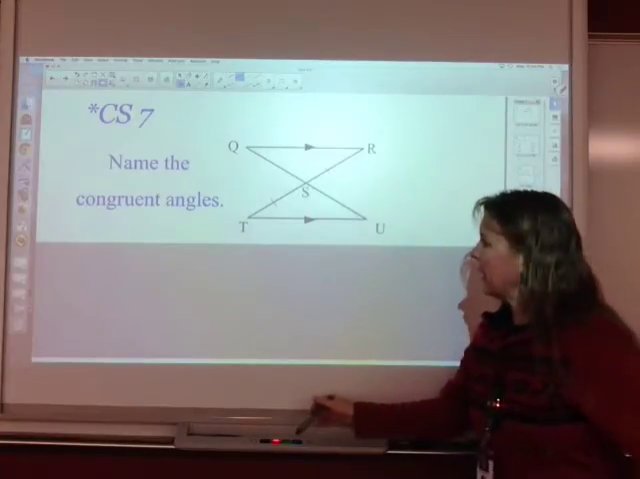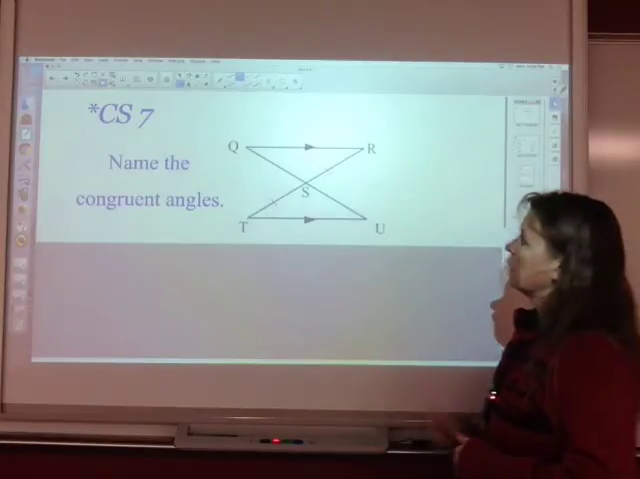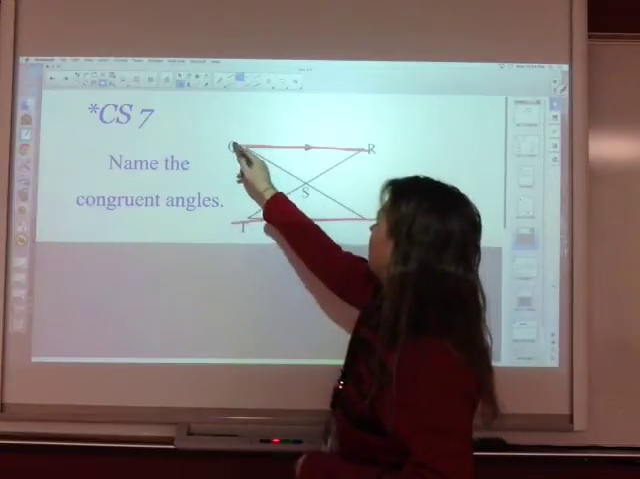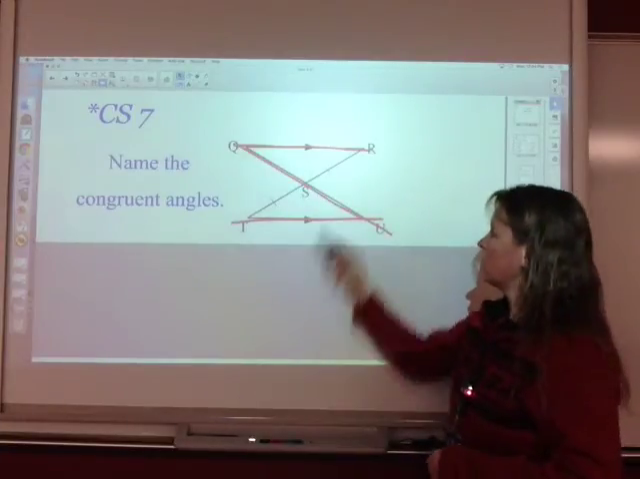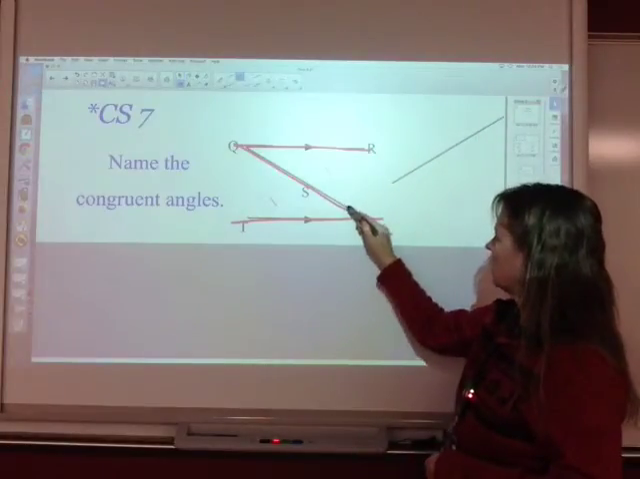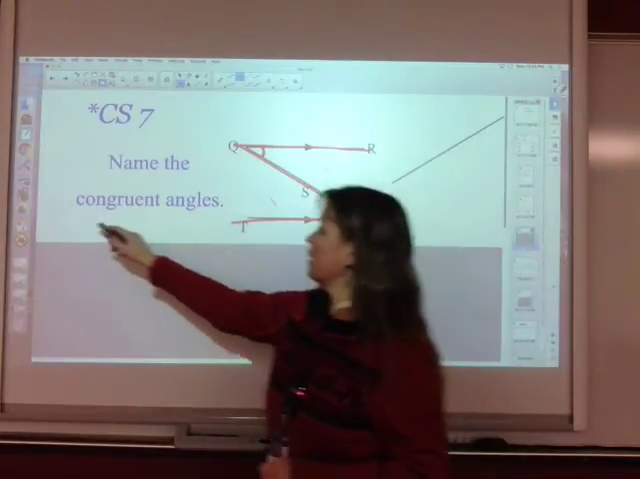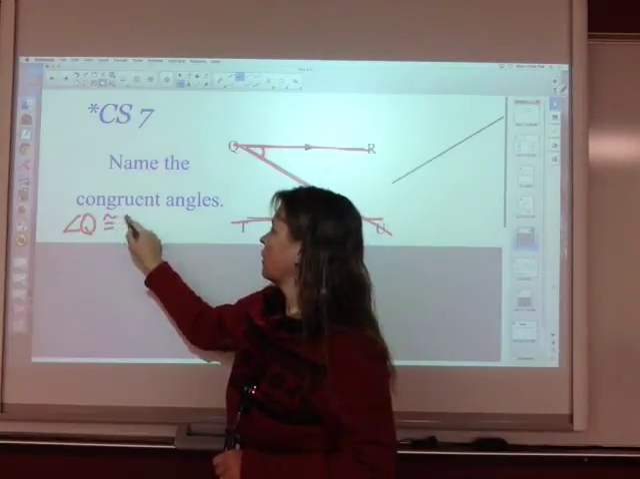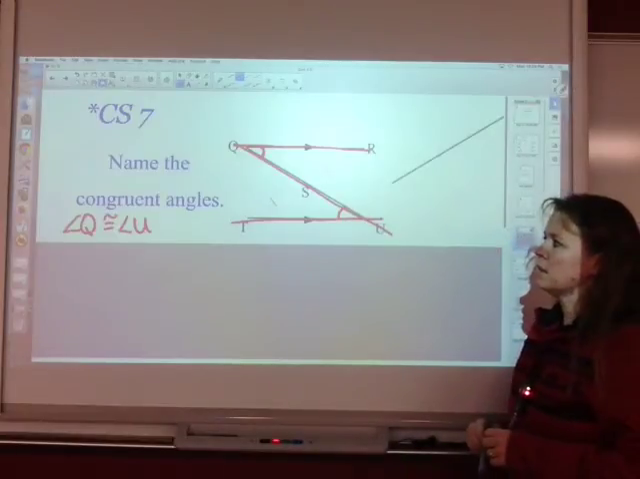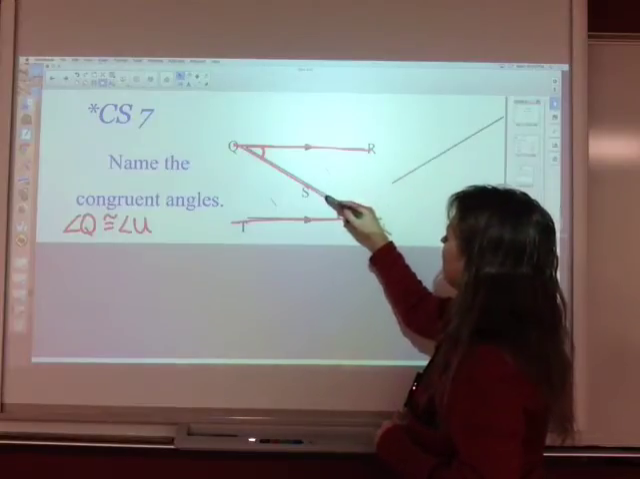Okay, so we're looking at naming the congruent angles. That's all they want to know, is, can you name the congruent angles? I see a pair of parallel lines. If I draw these two parallel lines and this transversal, if I only draw part of it or look at part of it at a time, I've got a pair of congruent angles right here at U and right here at Q. So I have angle Q is congruent to angle U. Those are alternate interior angles. Didn't ask us to give a reason, but you should. Okay, how about another pair?